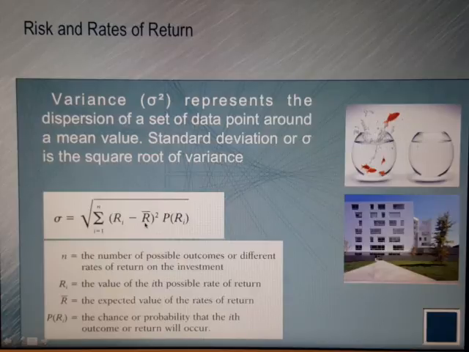Sum of (R minus R bar) to the power of 2 times the probability. The definition is given here. R is the respective rate of return for an individual month, and R bar is the average return. P is the probability, and this is how we calculate the standard deviation.